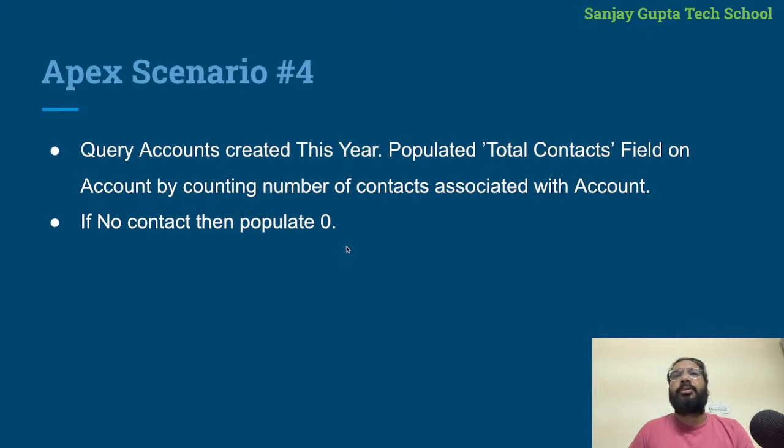Okay, so let's jump to scenario number 4. Scenario number 4 says query accounts created this year, and we need to populate the total contacts field on account by counting the number of contacts associated with the account. If you recall scenario number 1, we already counted the total number of contacts. But in that scenario, we just showed the counted value in the logs. We didn't update that on any record, but right now we will be updating the account.